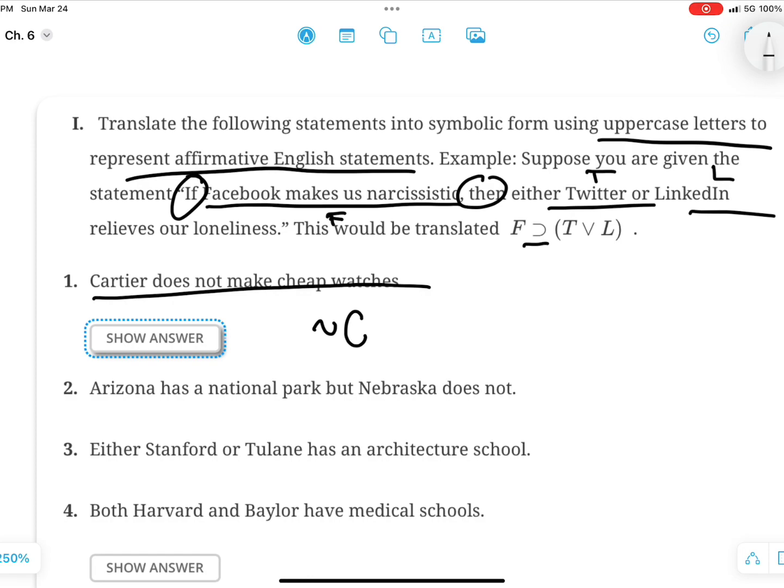The next one contains 2 propositions. One is that Arizona has a national park. We can call that proposition A. The second proposition here is that Nebraska has a national park. We can call that one N.